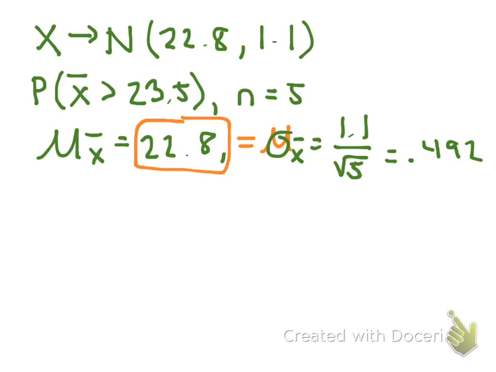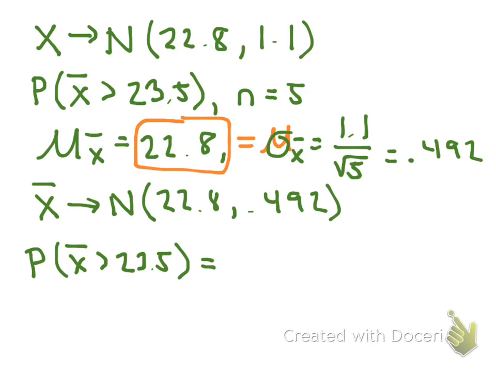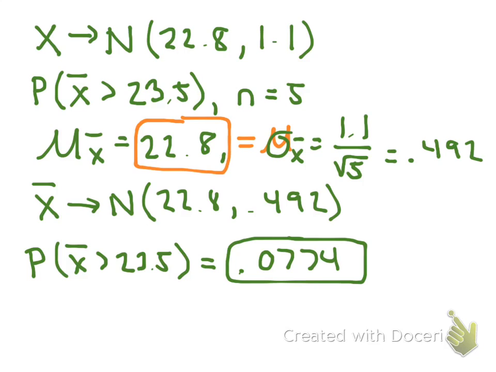That's 1.1 over the square root of 5. That'll come out as 0.492. So now I have everything I need in order to do this problem. This means I know that X bar will have a normal distribution, 22.8, 0.492. And now I can just use norm CDF on my calculator in order to find this probability.